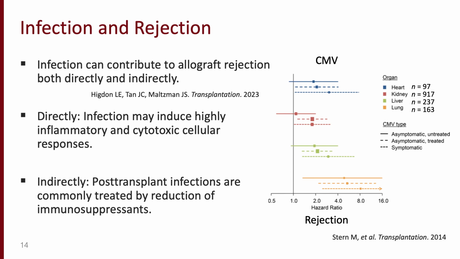Infection can contribute to allograft rejection, both directly and indirectly. Infection may induce highly inflammatory and cytotoxic cellular responses, which can directly increase the risk of rejection. For example, it is well known that CMV infection is significantly associated with rejection. Indirectly, post-transplant infections are commonly treated by reduction of immunosuppressants, which can indirectly increase the risk of rejection.